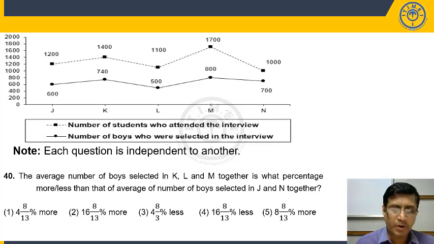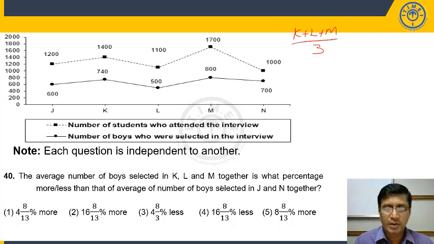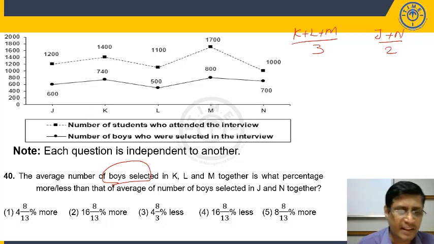Average number of boys K, L, M together. Average means sum of the observations by number of observations. So is the KLM average more or less than the average of J and N together? More or less percent. Average number of boys who are selected. So how many are selected from K, L, M?